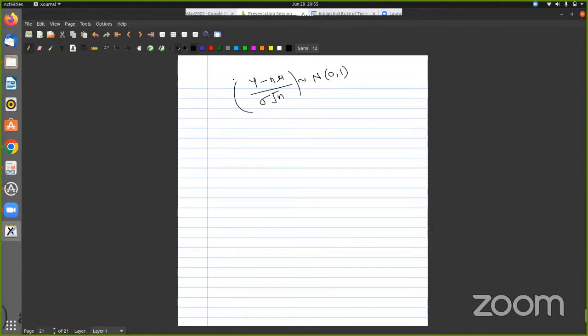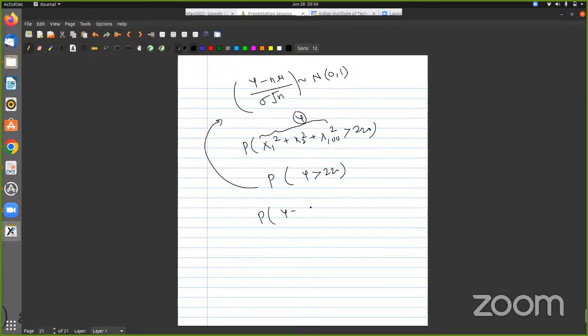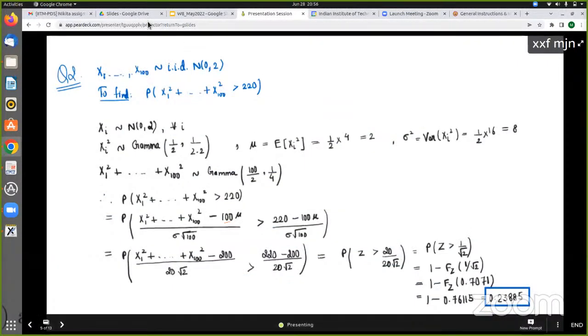So whatever things are there, you have to convert into this. In our case, what was there? X1 square plus x2 square plus up to x100 square is greater than 220. So consider this entire thing as Y. I wanted just Y greater than 220. So how can I convert this into this? Y minus n mu upon root n sigma. Always we have to convert it and then only use it, and not the direct formula. You have to convert into this form because this approximates to normal 0, 1.